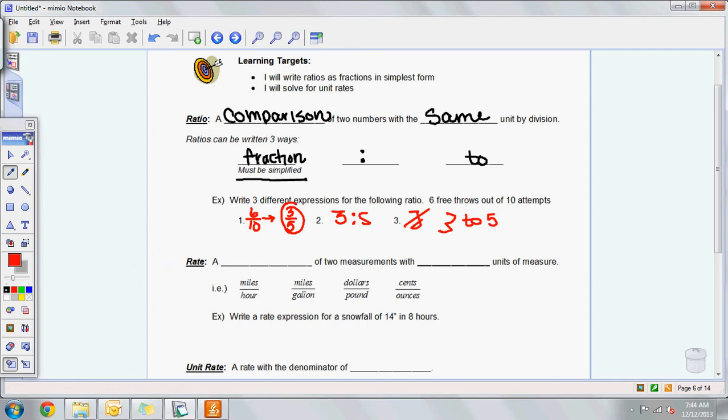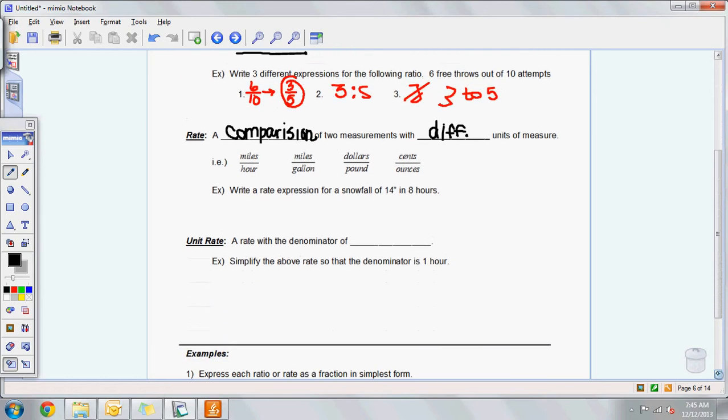So let's talk about the next vocab term, which is a rate. So a rate is a bit different. It's still a comparison. So we're still comparing. But this time, instead of it being the same unit, it's going to be different units of measure. So up here, with our ratio, we were comparing free throws to attempts. So baskets I made out of total baskets that I shot. But with a rate, it's different. You're still comparing things, but we have different units here. So for example, you would be comparing miles per hour or miles per gallon, dollars per pound, cents per ounce. So we're still comparing things, but they're different units. So that's the difference with rates and ratios.